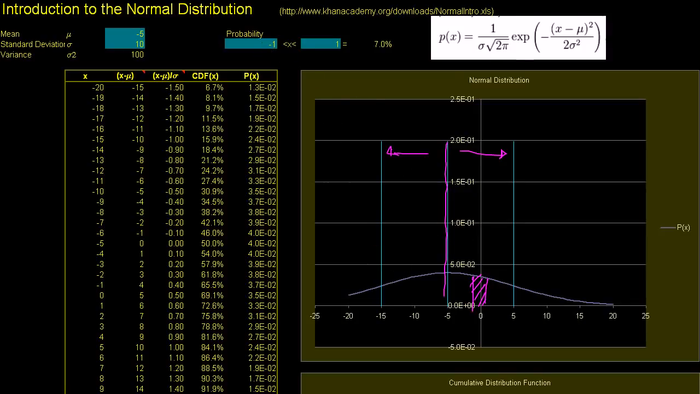What I can do is I'll just click on this, and I could ask, what's the probability that I land between, let's see, one standard deviation, the mean is -5. One standard deviation below the mean is -15. And one standard deviation above the mean is 10 plus -5 is 5. So that's between -15 and 5. So 68.3%, and that's actually always the case, that you have a 68.3% probability of landing within one standard deviation of the mean, assuming you have a normal distribution.